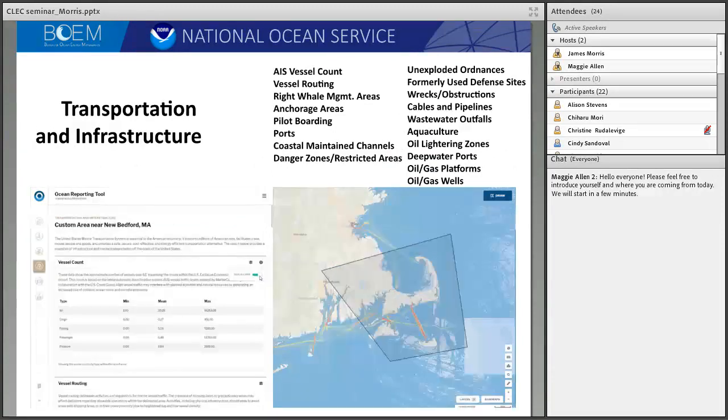Under transportation infrastructure, it's going to show you where the vessels are, where the offshore shipping lanes are, and where the vessel traffic is the highest by that AIS data. We're going to show you where the pilot boarding areas are, ports, anchorage areas. We're going to show you where military areas are and where those unexploded ordnance zones are that we are very scared of. We're going to tell you where the formerly used defense sites are, the wrecks, cables, wastewater outfalls, if there are any aquaculture facilities there, the lightering zones, and all that kind of stuff.